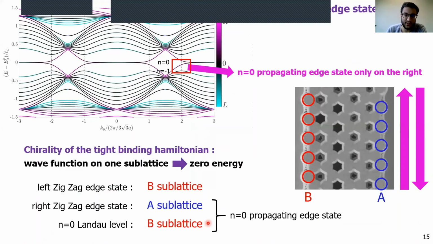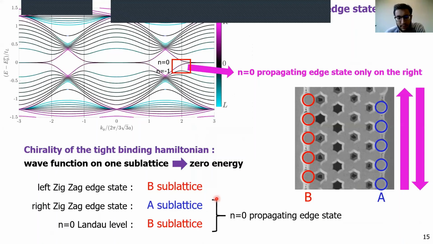And to understand this, we have to remember that our Hamiltonian is chiral. Chiral symmetry means that the wave function is localized only on one sublattice. And if it's the case, then the state will be at zero energy.